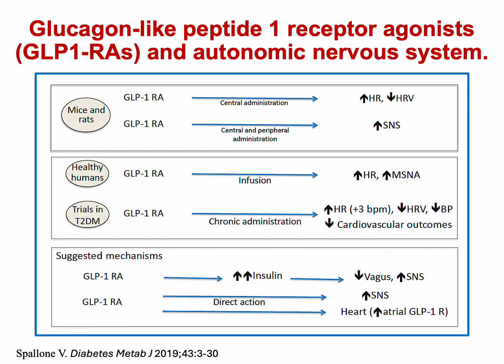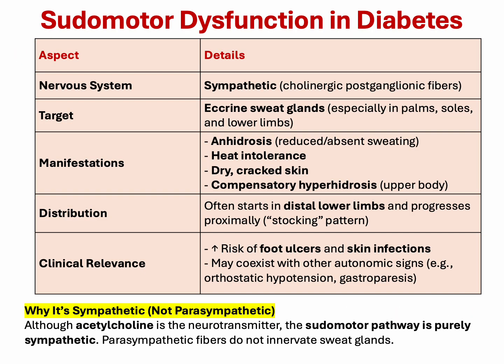Another agent, GLP-1 receptor agonist, may help restore autonomic balance in type 2 diabetes by enhancing heart rate variability, dampening sympathetic overactivity, and promoting blood pressure stability, offering cardiovascular advantages that extend beyond their glucose lowering effects. Now, so we go to the other subtype of diabetic autonomic neuropathy.